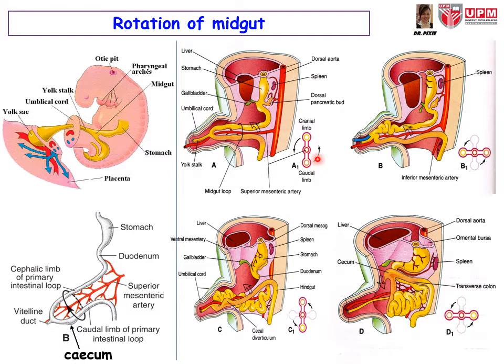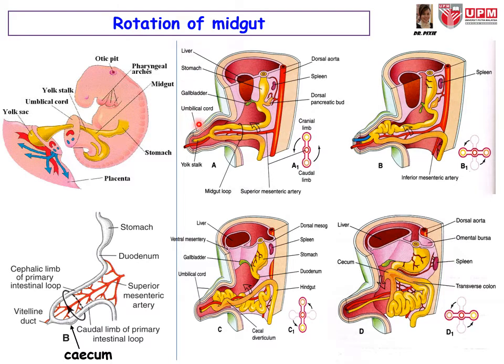Here, this is the cross section showing the SMA, the superior mesenteric artery, that is the axis for the rotation. And here above it is the cranial limb and below is the caudal limb.